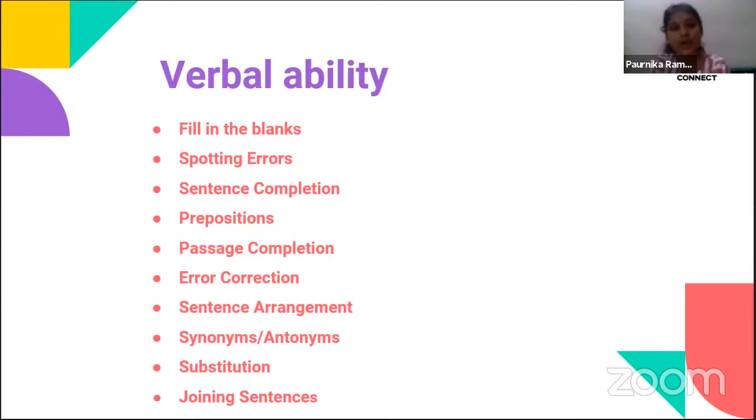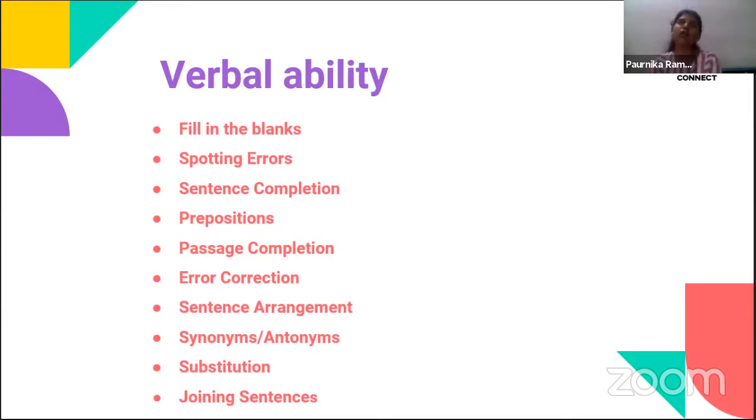Sentence arrangement is again a very important topic that has been followed by many placement papers in many companies, where you would be given a set of 4 or 5 sentences and you'd be asked to rearrange the sentences in a chronological order. So even that, you have to have a sense of logical thinking to sequence the given sentences into a proper section. All right, next, the most important, synonyms and antonyms.